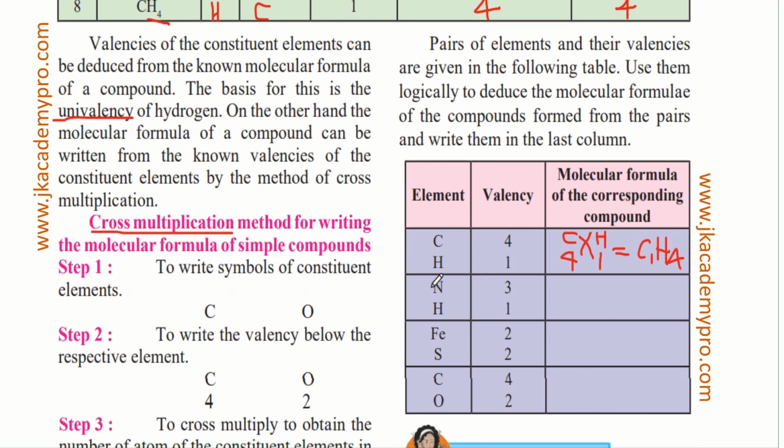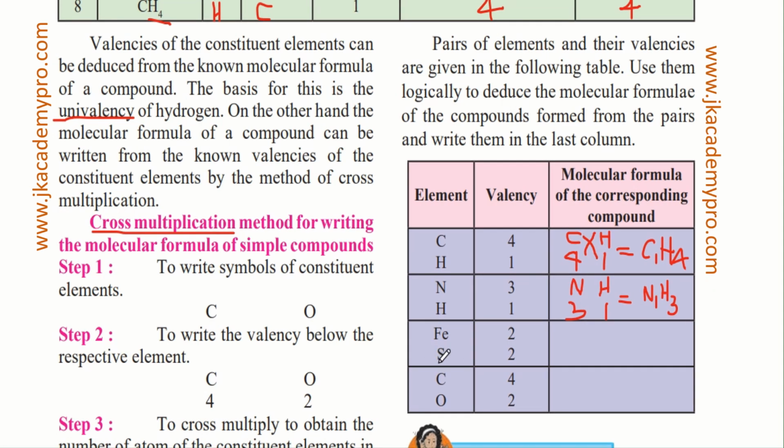The next example is N and H. So here N stands for nitrogen and H stands for hydrogen. So we will write N and H, and below it we will write their respective valencies. Nitrogen has a valency of 3 and hydrogen has a valency of 1. After cross multiplying, we will get N1H3, and this is ammonia. Ammonia is denoted by the molecular formula NH3.